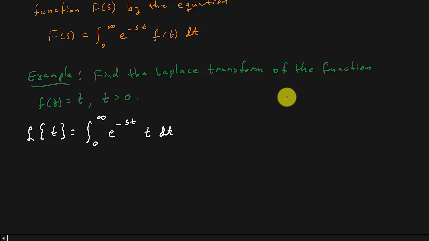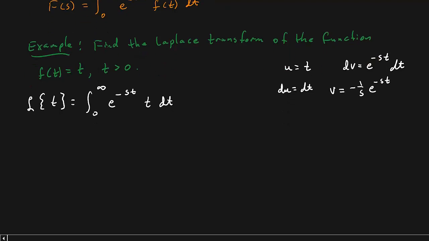So we're going to let u equal t, dv is e to the negative st dt. So du is equal to dt, and v is equal to negative 1 over s e to the negative st. Okay, you should know how to do that by now. Integrating this thing, you can use u substitution if you need to do more work. I'm not going to show it.